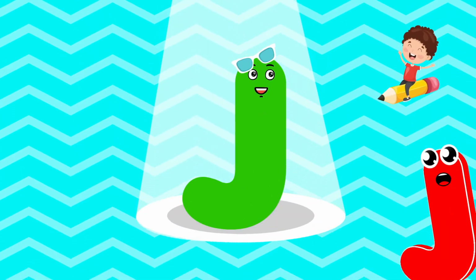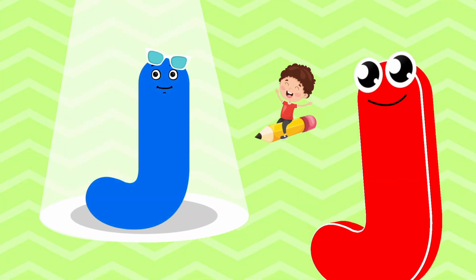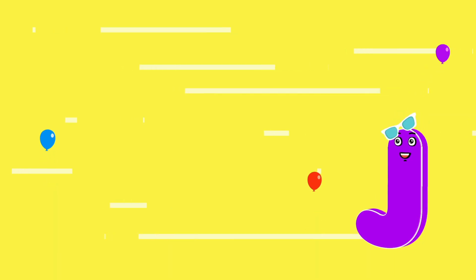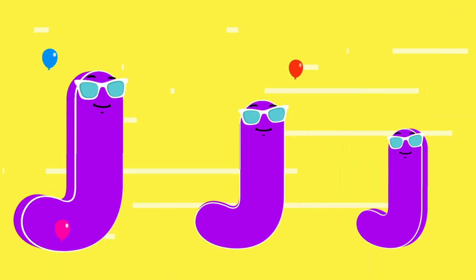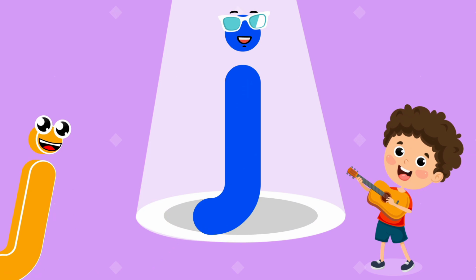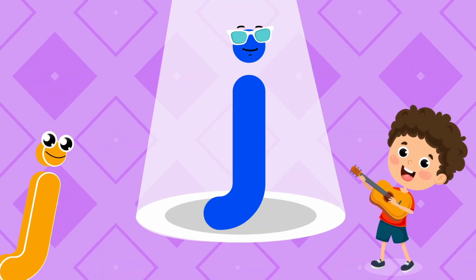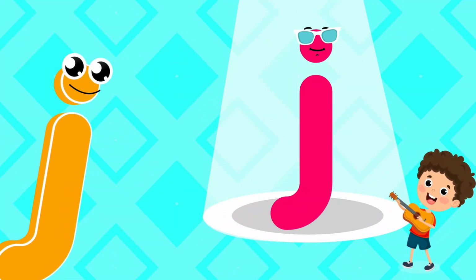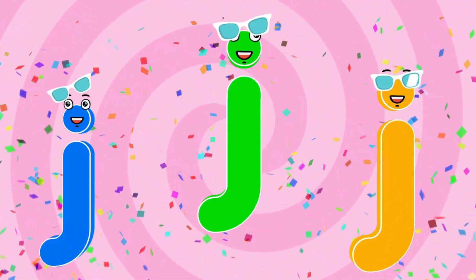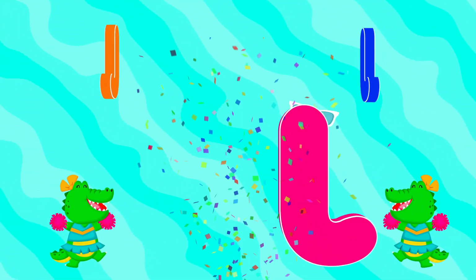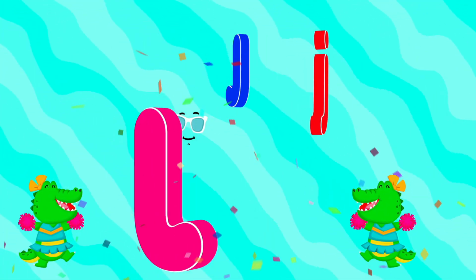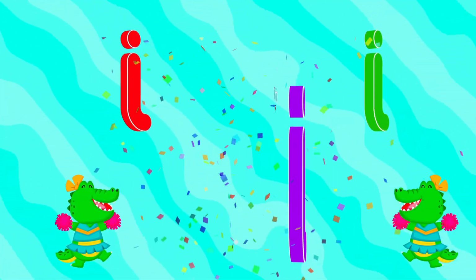Hi, my name is uppercase J. Call me big J. I am J too. My name is lowercase J. Call me small J. We are big J. We are small J.